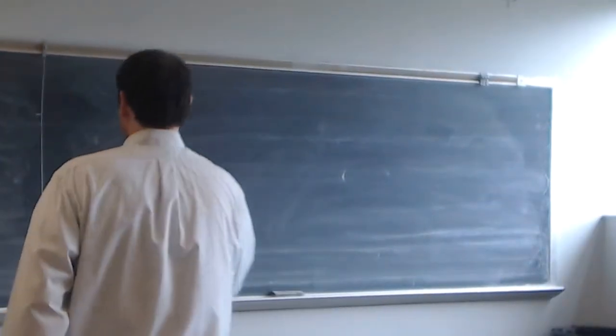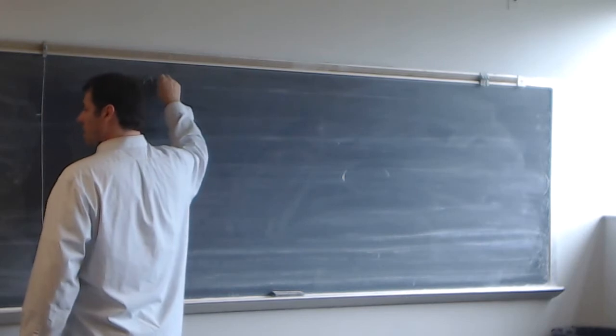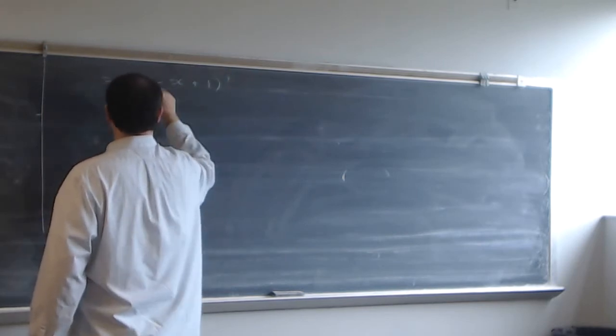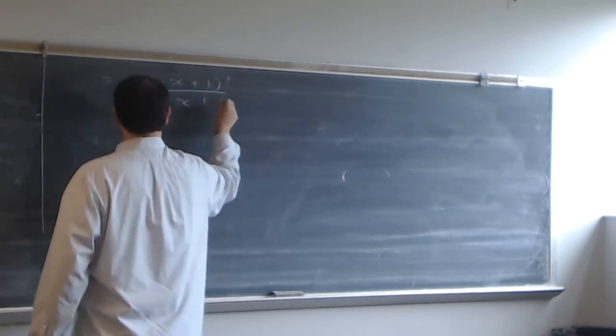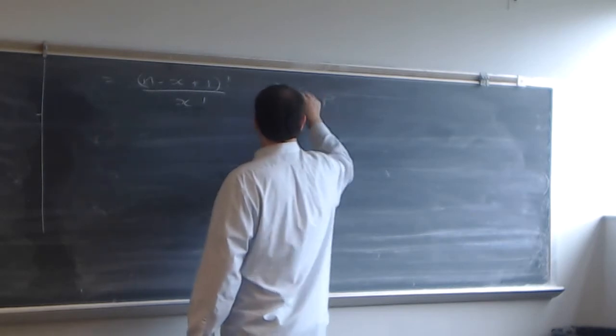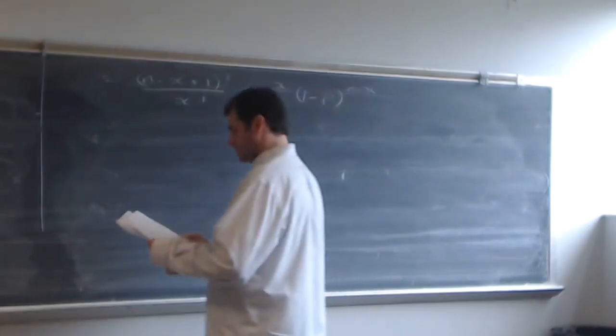So this is going to be equal to n minus x plus 1 factorial, that's what's going to be left in the top, over x factorial, p to the x times 1 minus p to the n minus x. Okay. Now let's make a substitution here.